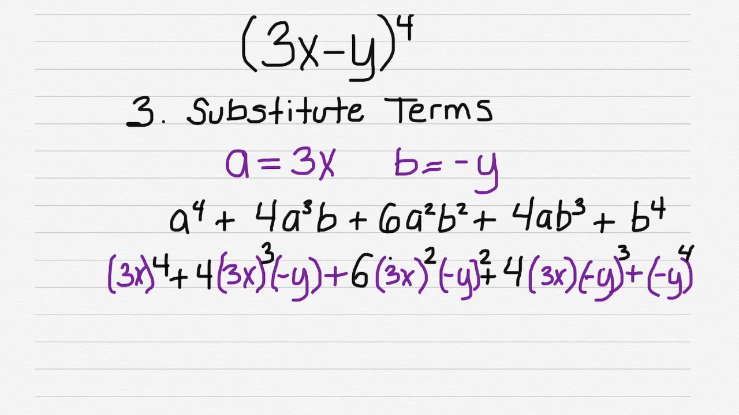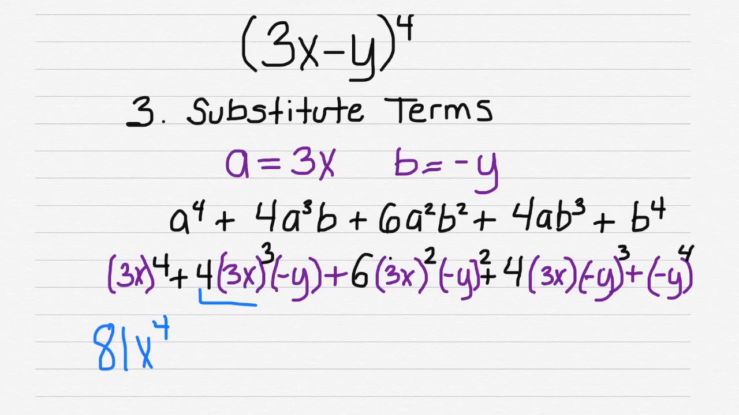So our last step is to substitute the terms. So wherever there was an a, I plugged in 3x. Wherever there was a b, I plugged in negative y. So let's look at the first term. 3x to the 4th power would be 81x to the 4th.